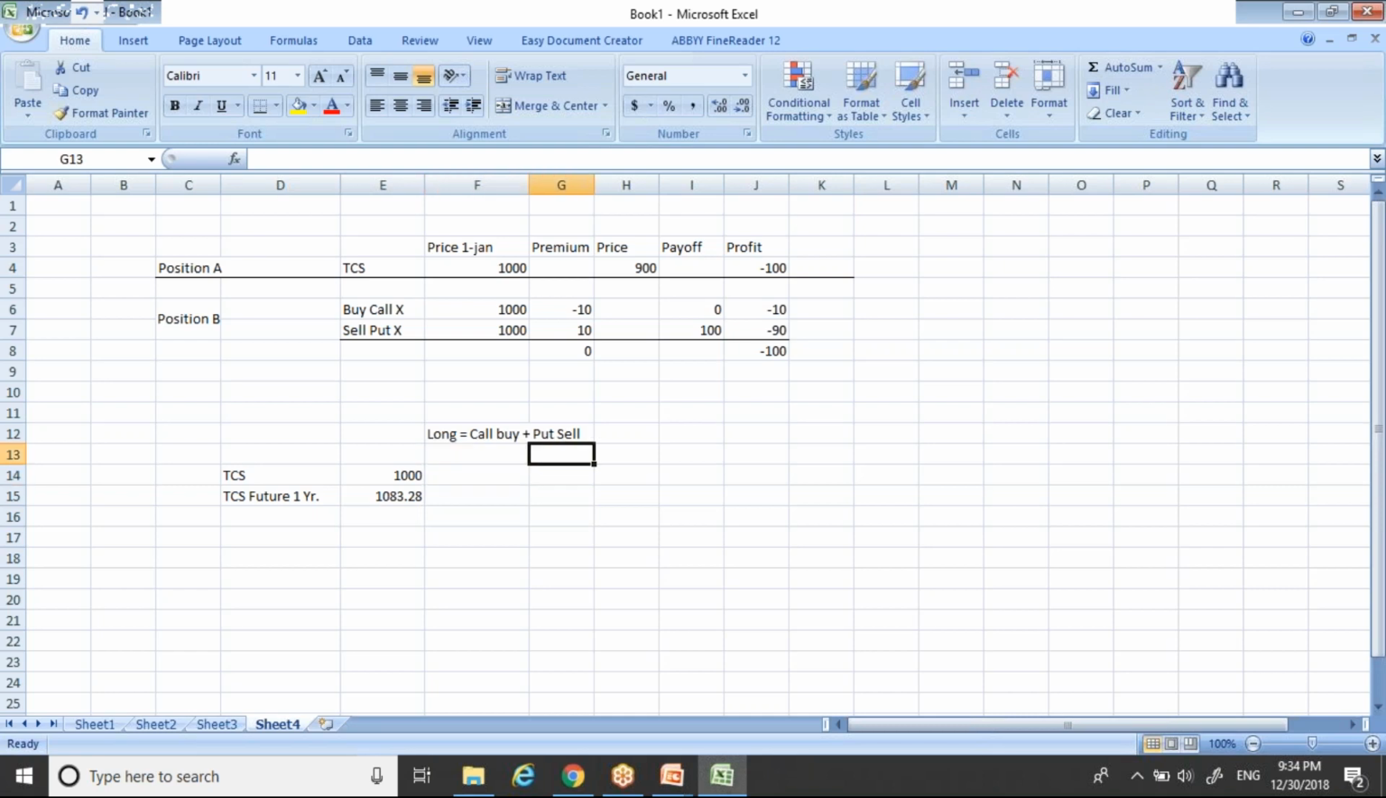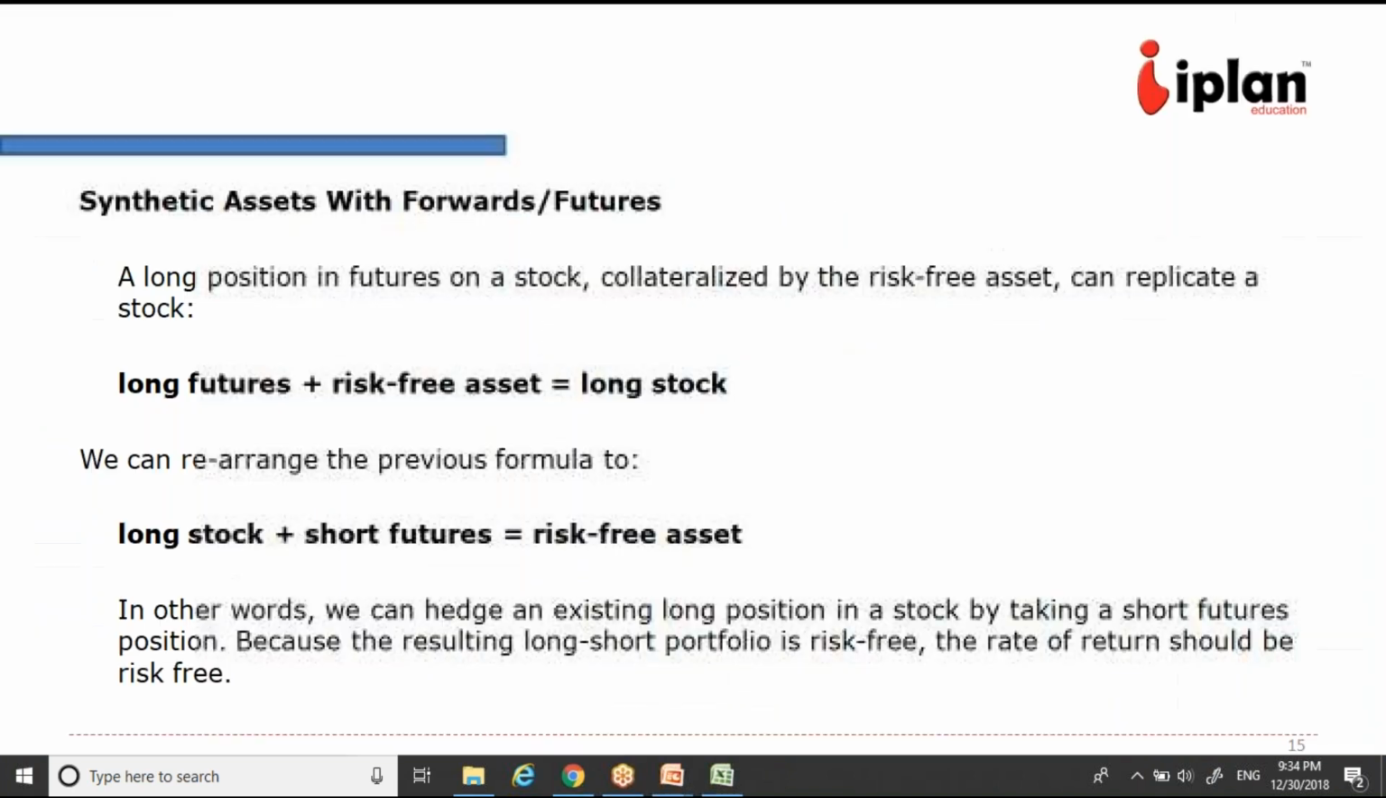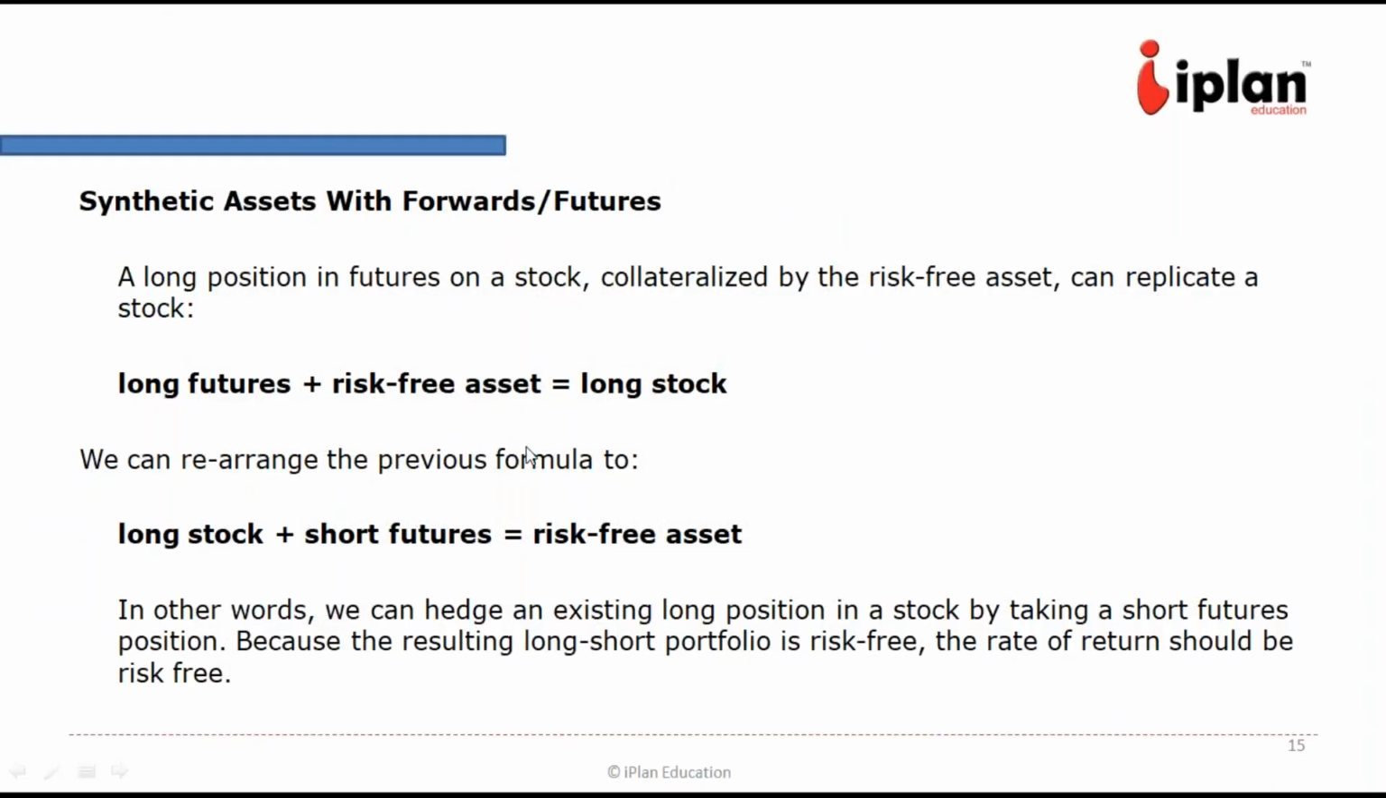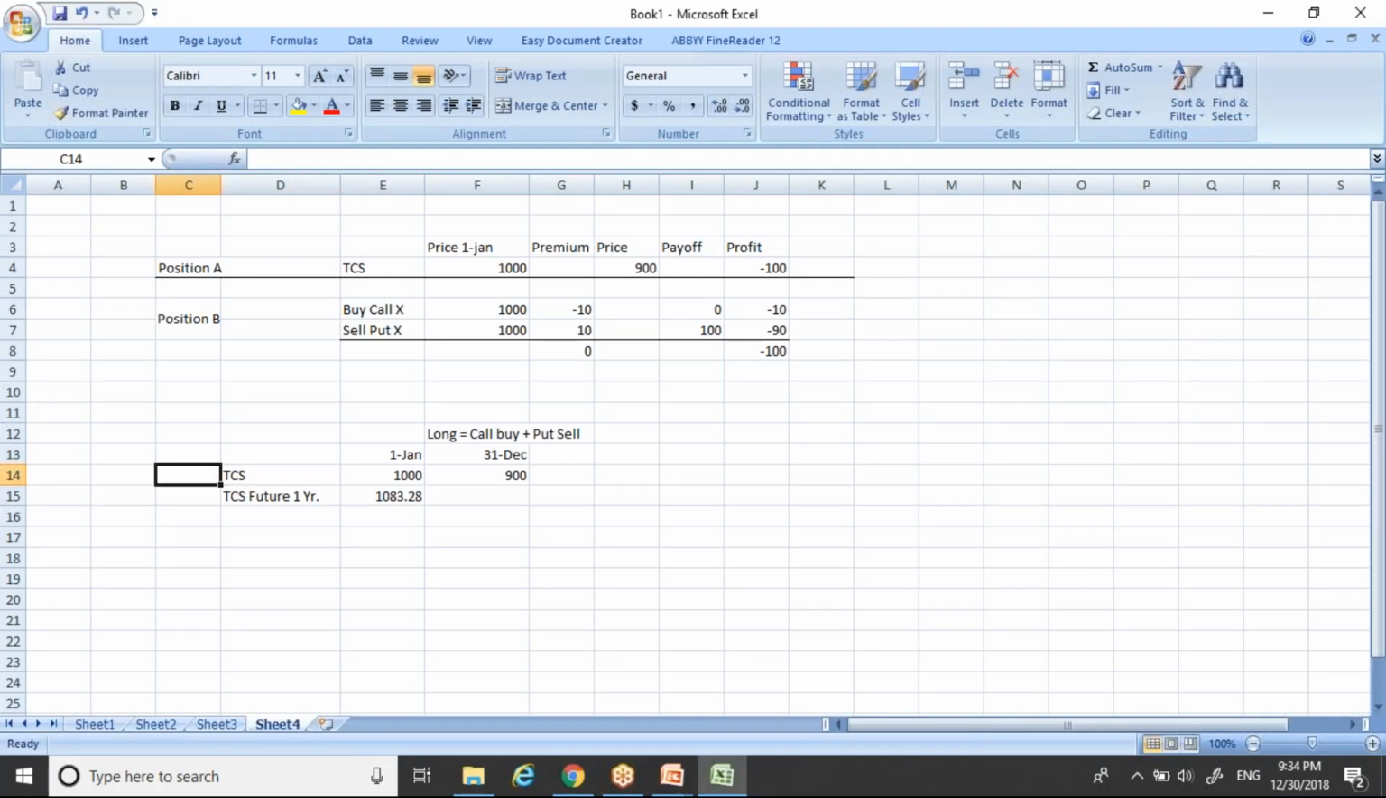Let's assume after 1 year, so this is, let's say, 1st January, on 31st December, the price goes to 900. It goes down. So it says long future with a risk-free asset. So long to long. So we are buying here and we are buying this. So return has to be same on both. So if we talk about this and this, so this minus 1,000, I'm getting 100 rupees loss.